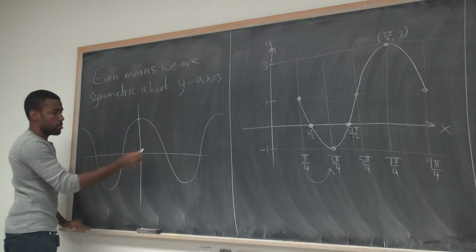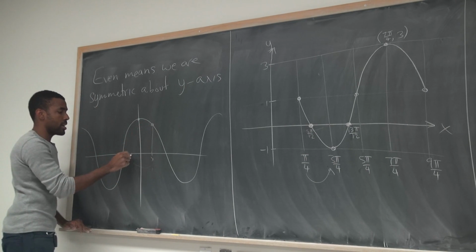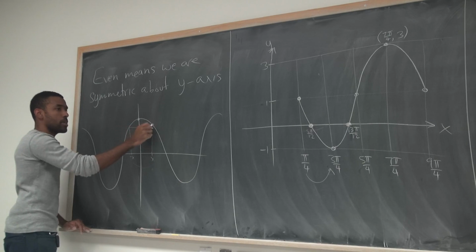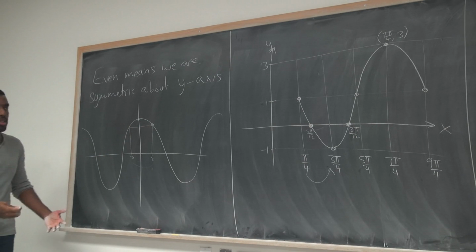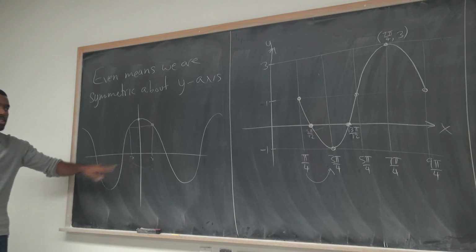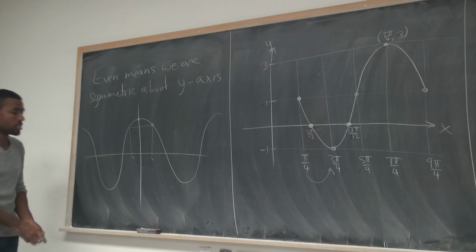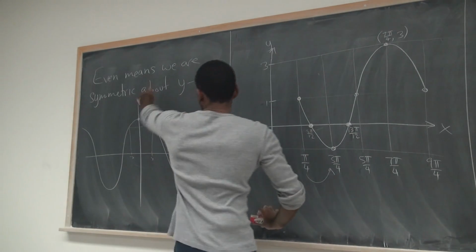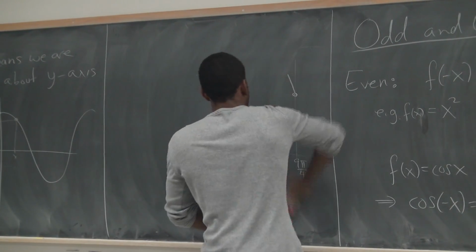Right? So if I pick a random x value here, it gives me this y value. If I pick its negative, it'll actually give me the same y value. Right? So because I know that cosine has that property, I know it's even. It doesn't matter if I take the positive angle or the negative angle. It's a mirror image. It's going to give me the same y values in either case. So even means you're symmetric about the y-axis. Cosine has this property.